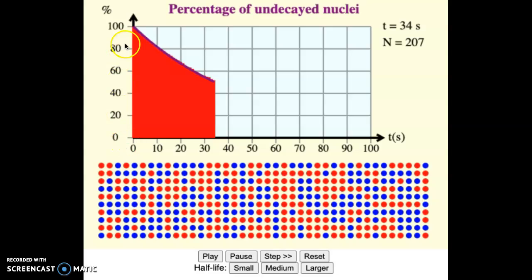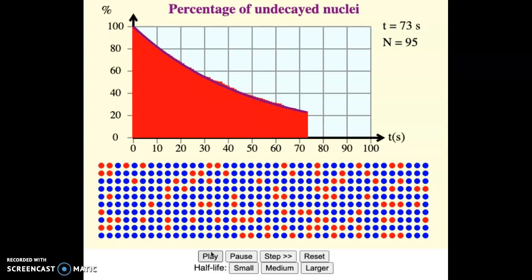And we can see here that the number of undecayed nuclei is decreasing exponentially. So if we continue to play, we can see that we get this curve, which is exponential. Now, in high level, we'll look at that exponential equation and we'll do some analysis of it. But for now, the only thing you need is to be able to draw a graph like this one and understand it. So here we have a graph of percentage of undecayed nuclei.